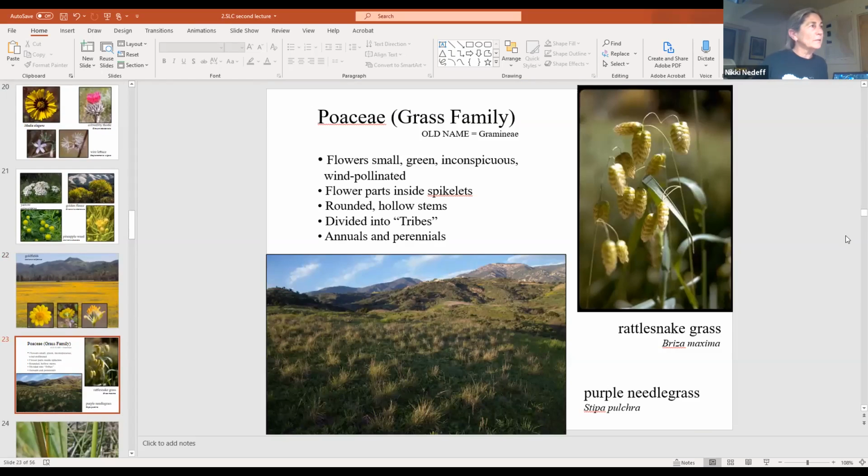Now, the second most common family in the state, the grass family. We're not going to get into the grasses.